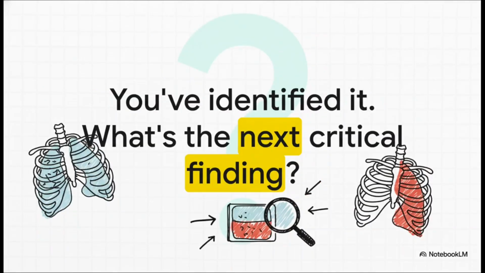So, you've made the call. Pneumothorax or hemothorax. You nailed it. Awesome. But your job isn't done. So here's a final question to chew on. Now that you've identified it, what is the next critical finding you'd immediately look for to figure out how bad it really is? Answering that? Well, that's your next step to becoming a master.